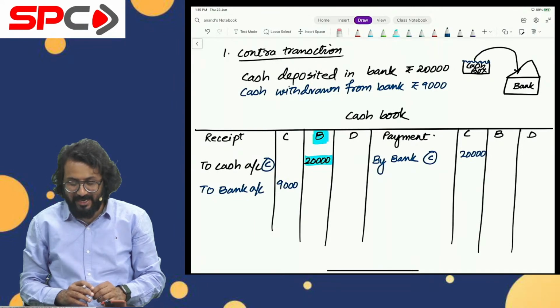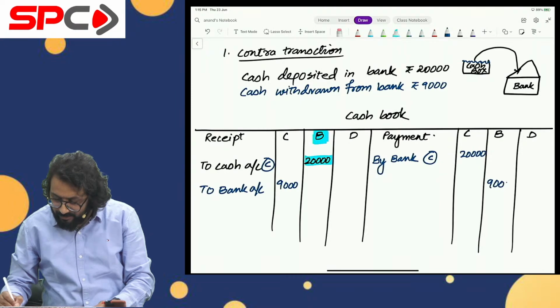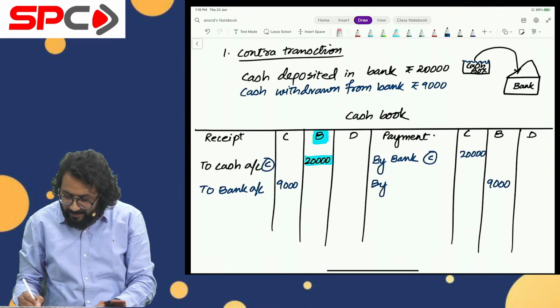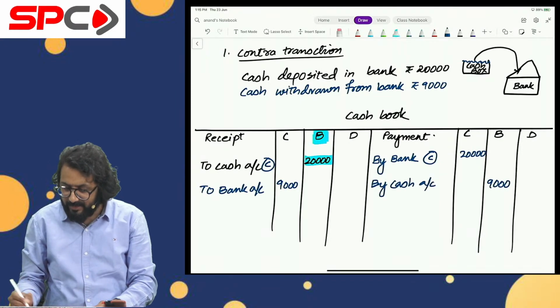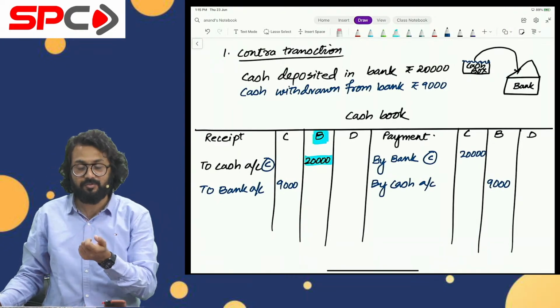And what do I do on the credit hand side, where the payment has happened from? Bank column. So can I not write down 9,000? And here I'll write down by cash account. Agreed? Yes. Dear students, let's understand one more thing which is very important.